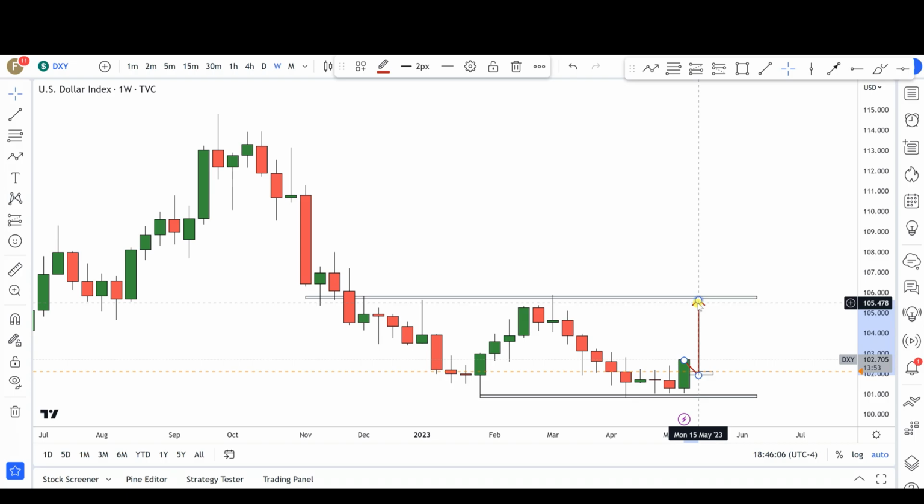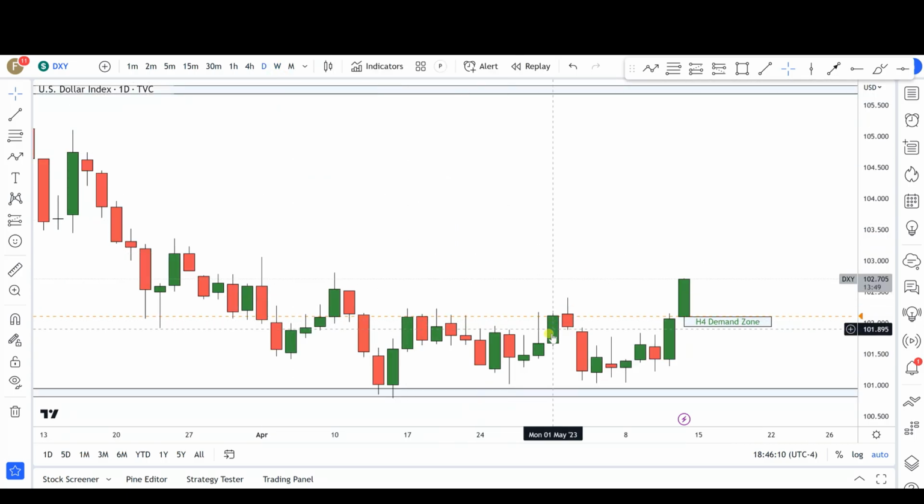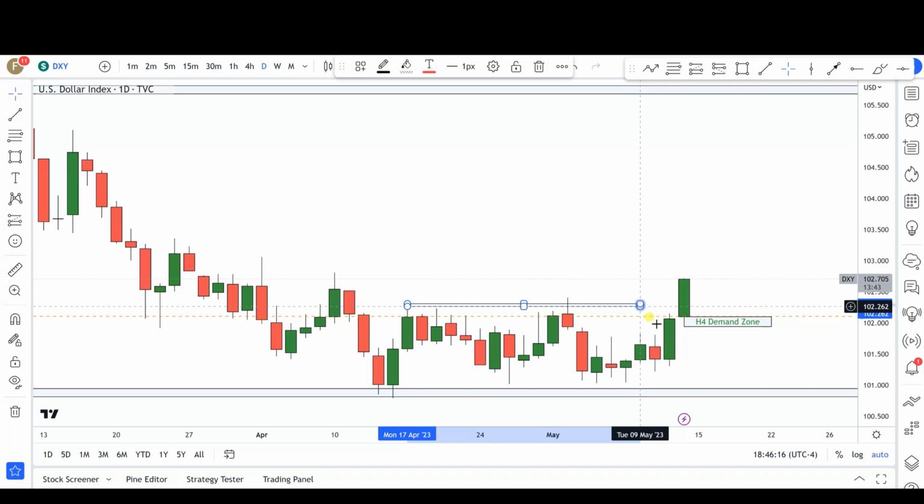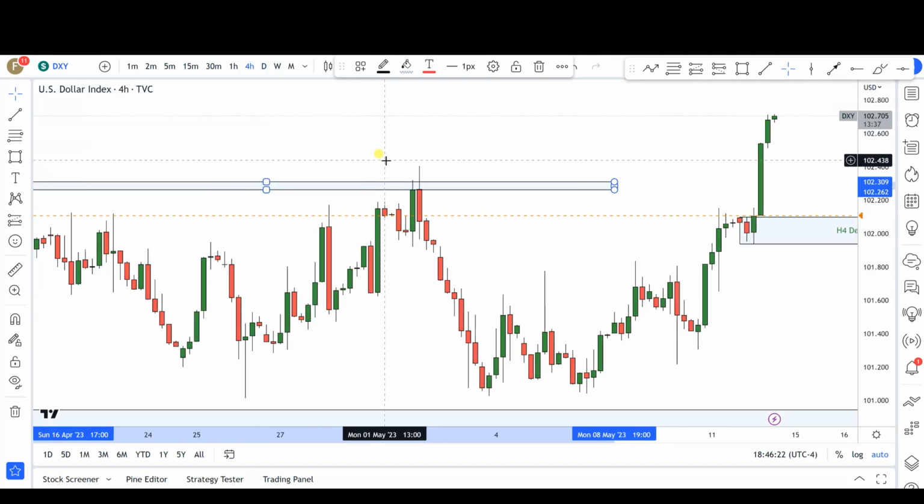Okay, now if we zoom into the smaller time frame, if we go into the daily time frame, not much. Again, we've broken pretty much this intra week level of resistance in here, and obviously you can see we have a demand zone in the 4 hours time frame. So if we take a look at the 4 hours time frame, what do we see here?